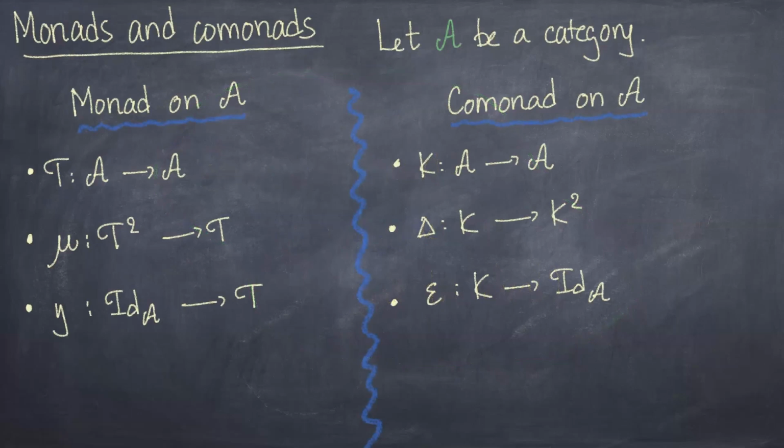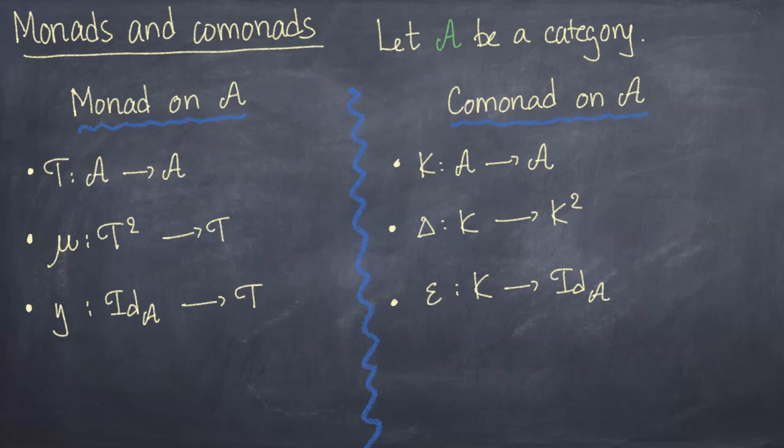So now we're just going to take any old category A and think about the notion of what it means to have a monad on A or a comonad on A. So we start in both cases with an endofunctor on the category A. We'll call the underlying endofunctor for a monad T, and the underlying endofunctor for a comonad K. And then for our monad, we have a natural transformation mu from T composed with T, T squared, to T.